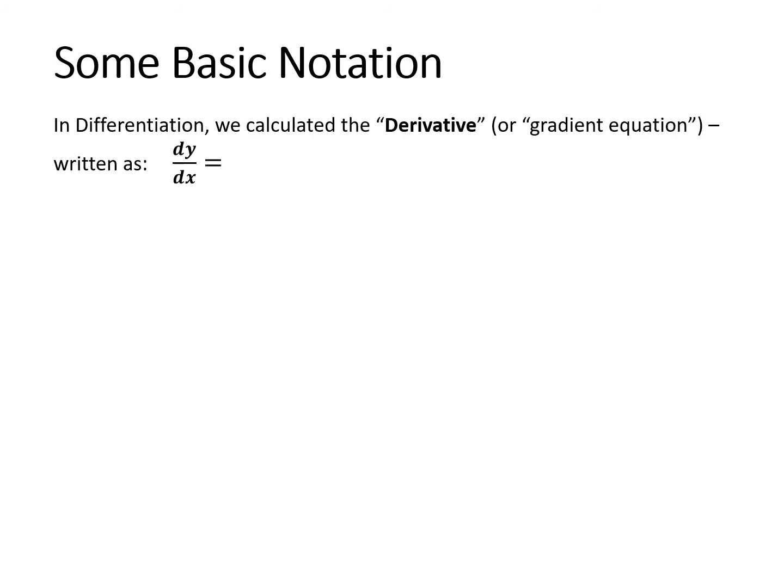Right, so now we're going to look at how we actually do the process of integration. You need to know a few bits of notation. So when we worked out the gradient equation using differentiation, the derivative, we used to have this symbol dy by dx. And when we worked out the derivative, we started off with the original equation, and then we wrote dy by dx equals, and then we differentiated. That's what we did first of all.